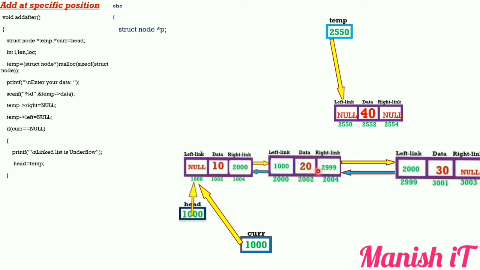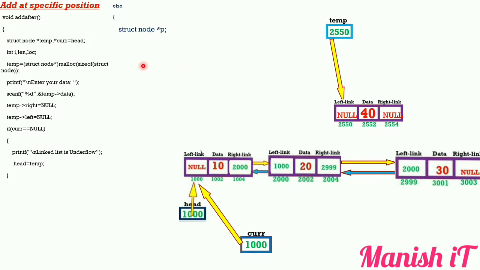So we need to write our logic according to this. That's why we need to move our current pointer, and we need one another extra pointer. That's why I have created here a p type pointer. So how it's working, I will show you.